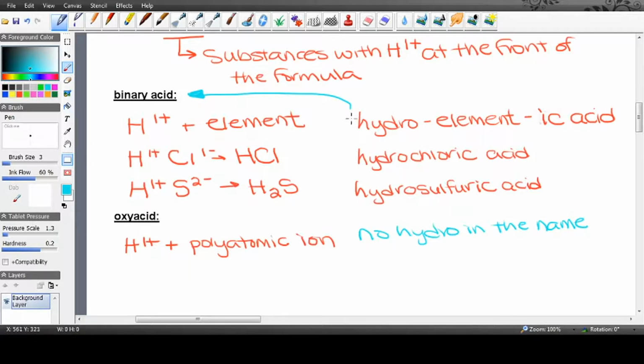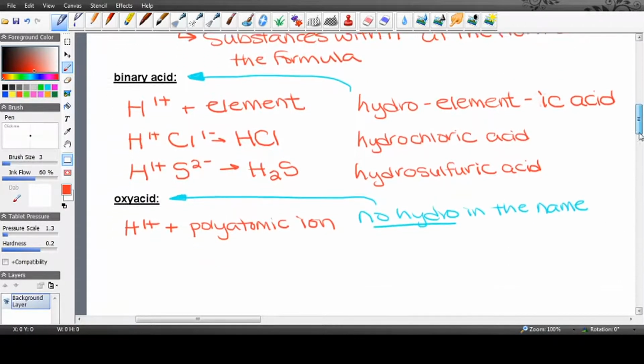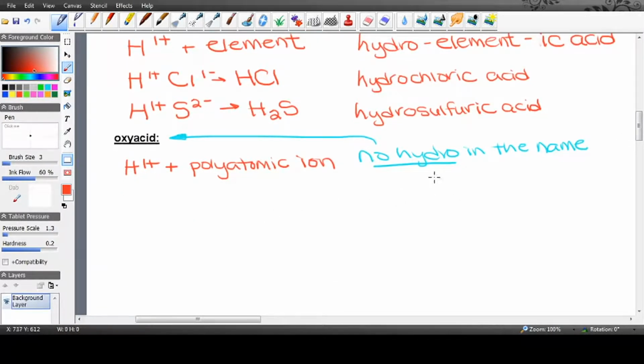Because remember, hydro means binary. And oxyacids are not going to be binary. They're going to have 3 or more elements in them. So no hydro in these names because they are oxyacids. So how do we name them? You look at the name of the polyatomic ion. So we're going to look at the name of the polyatomic.